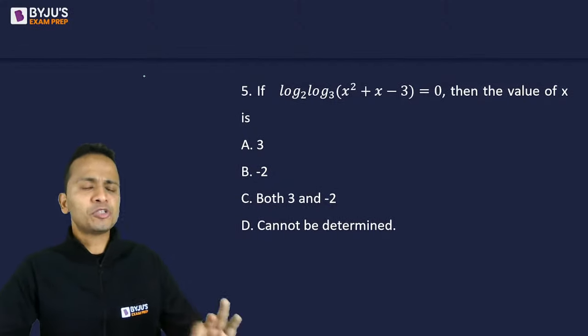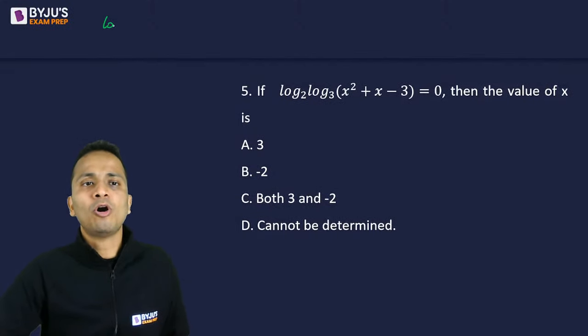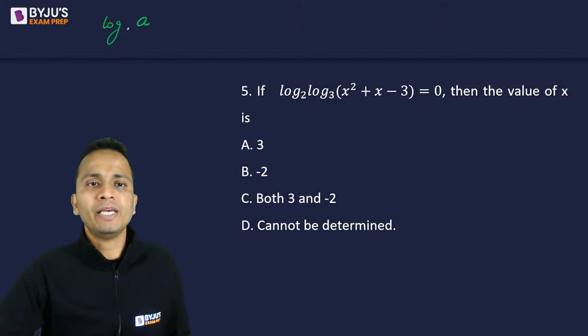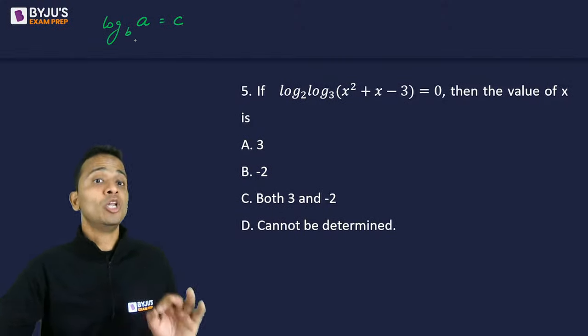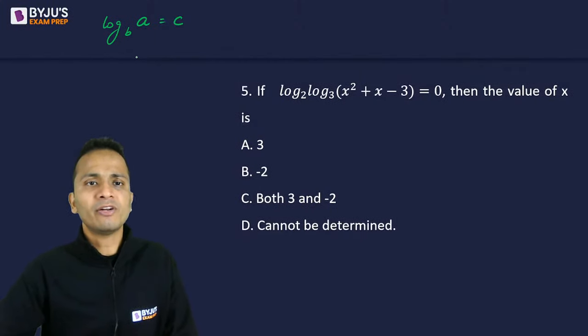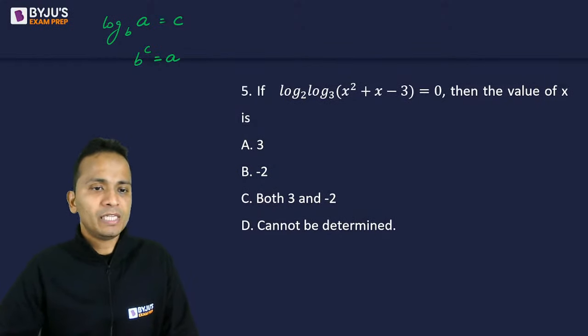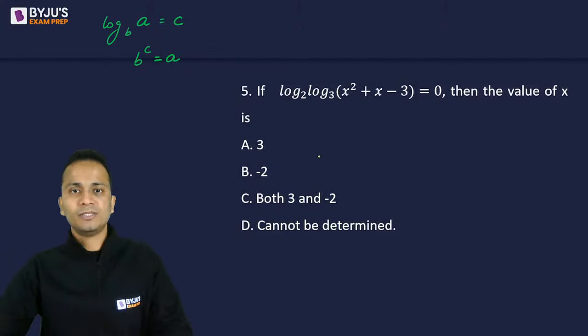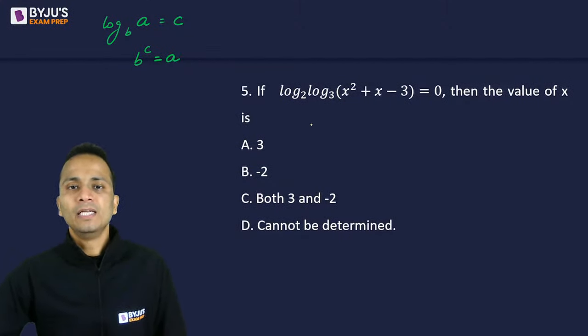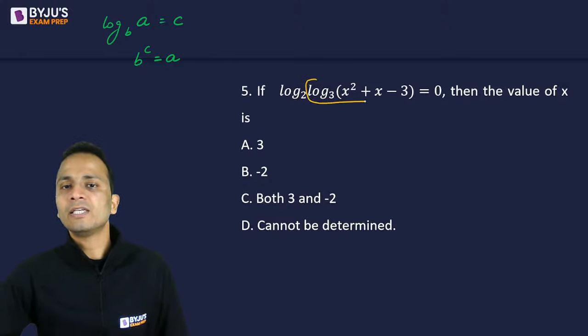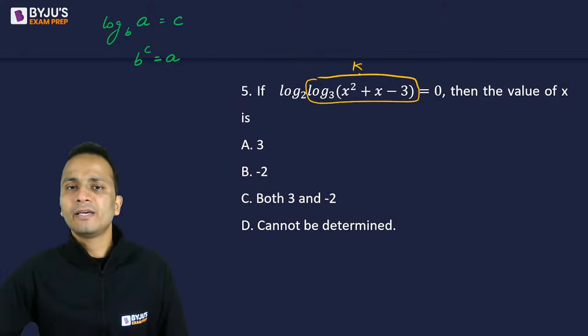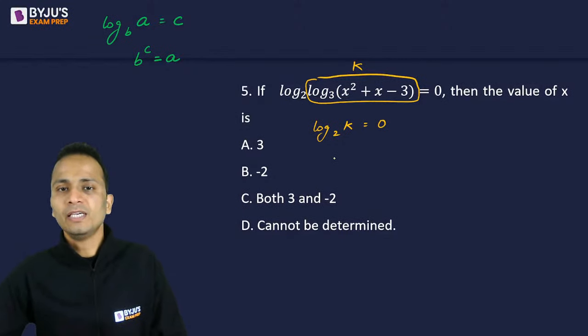Okay, now the very first property that we have discussed today, I'll write this property: log of a to the base b if it is equal to c, then you can write b raised to the power c is equal to a. So this is the property that will be used in this question, right? Okay. Now, first of all, I'll consider this as, let's say, k. So I have log of k to the base 2 is equal to 0. So using this above property, I can write 2 raised to the power 0 is equal to k.